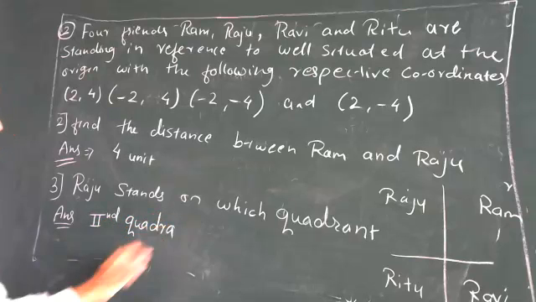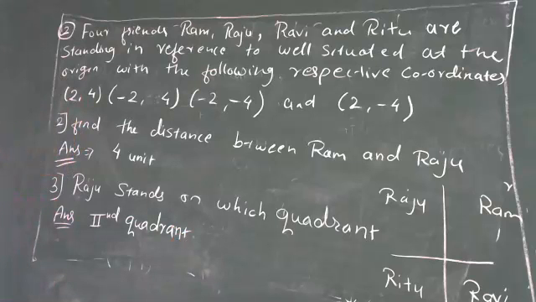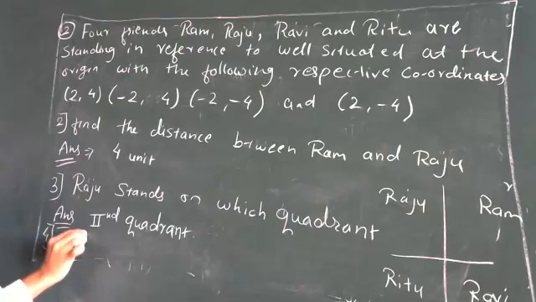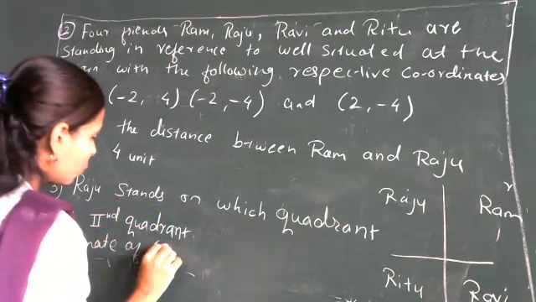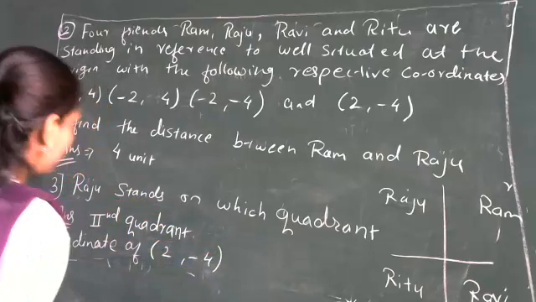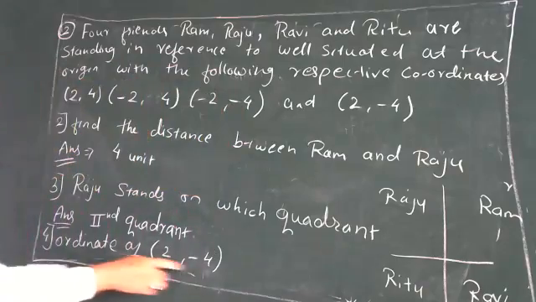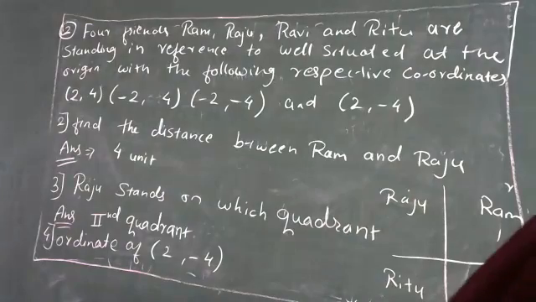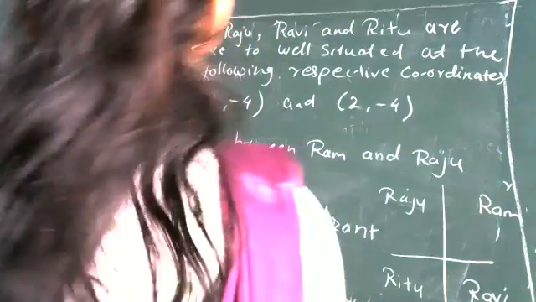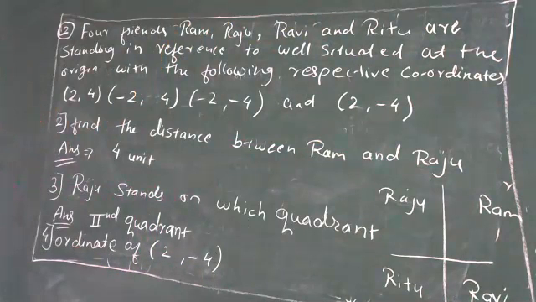See how the question will be asked? The answer should be like that only. Then the next will be the ordinate of 2, minus 4. We have two values for a point. For x, one value will be there and the next value will be for y. Here they have asked the ordinate of this given point. Which value will be the ordinate here?